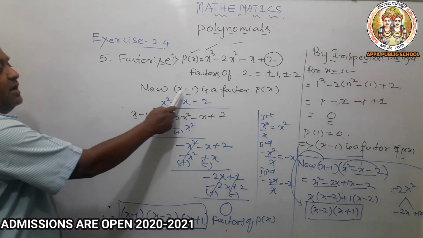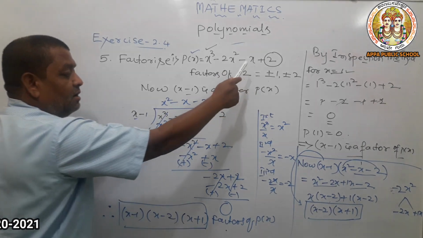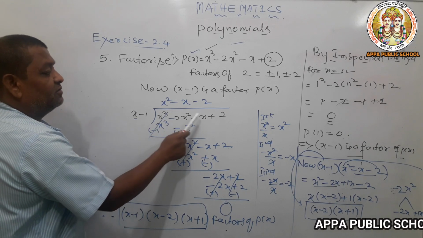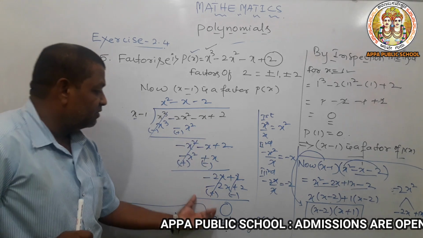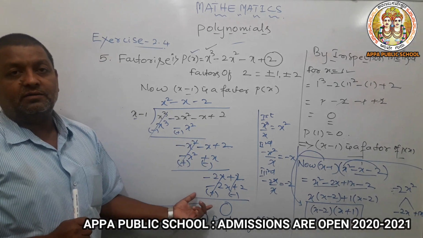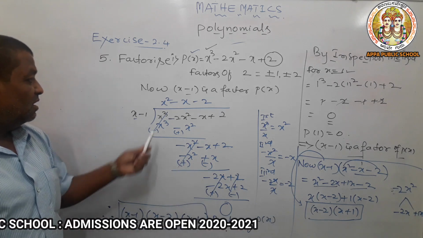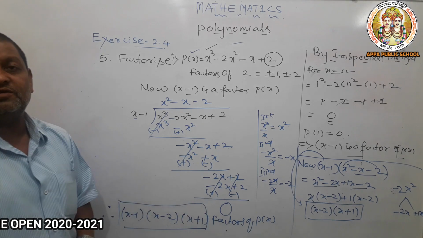So now, take that first factor and divide the whole polynomial. How? Dividing x cube minus 2x square minus x plus 2 by x minus 1 using the long division method. So this is the procedure of how we are going to divide. What is the important thing I told? At any cost we remove the first term.